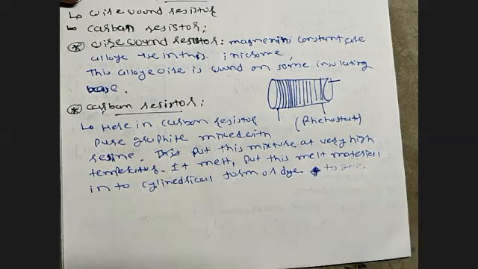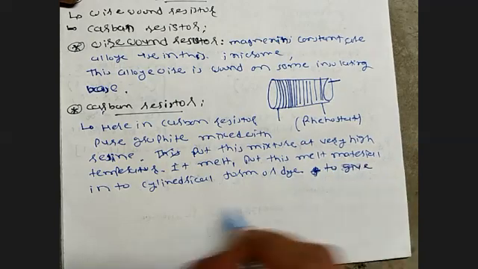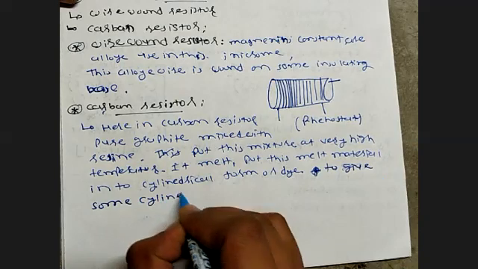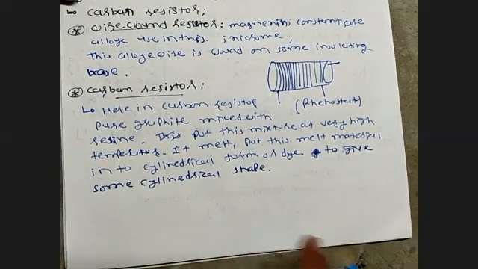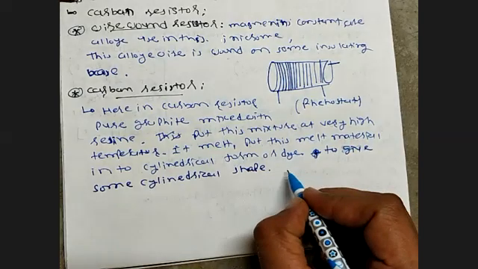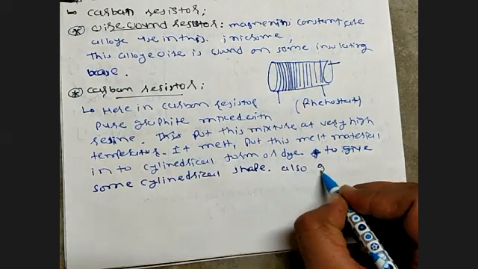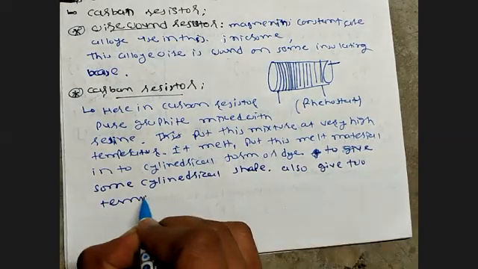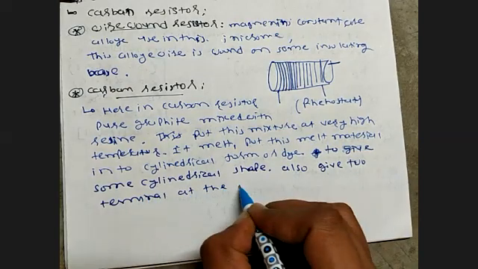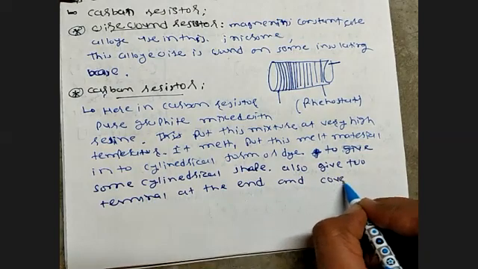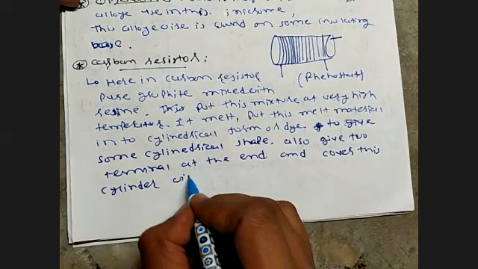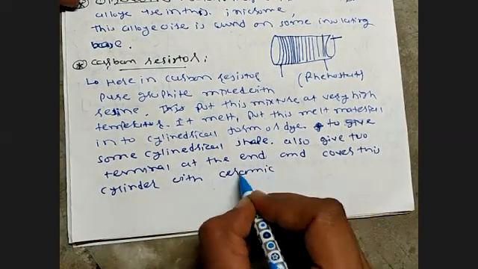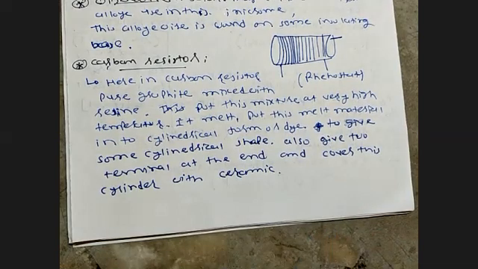The pen is over, so I use another pen. To give it a cylindrical shape, put two terminals at the two ends, and cover this cylinder with ceramic. By the meaning of ceramic, it is an insulating material.